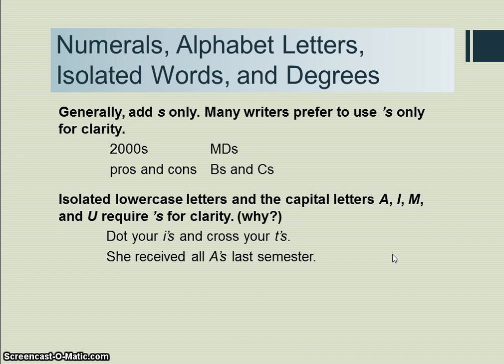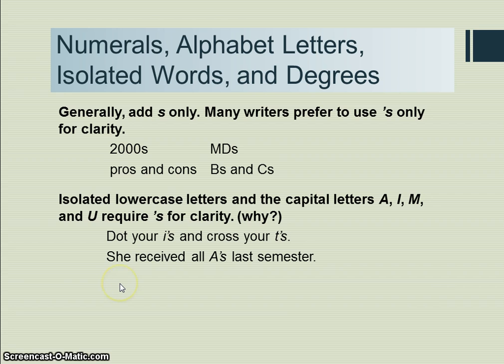When we get to numerals, alphabet letters, isolated words, and degrees, you typically only add an S. Some writers will put apostrophe S for clarity, so that's okay, but while we're in this book, if you add an apostrophe S to any of these types of words, it's going to count you wrong. So follow the rule for these. You just add the S at the end.